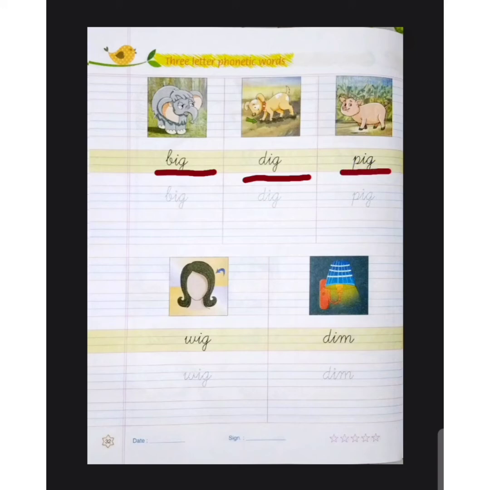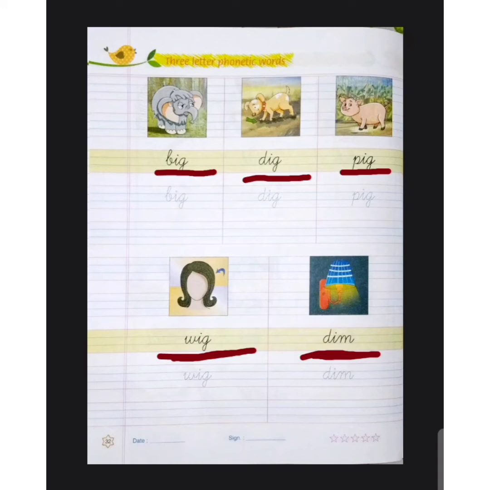Now the next is pig, pig. Alright, pig is an animal. We have already studied it in domestic animals. Now the next is wig, wig. Wig means nakli bal, nakli hairstyle. You can see the arrow showing hair and hairstyle. Now the next is dim. Dim means dim light, low lights. You can see the lamp over here giving out dim light.